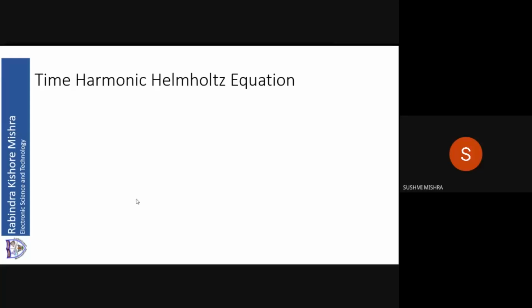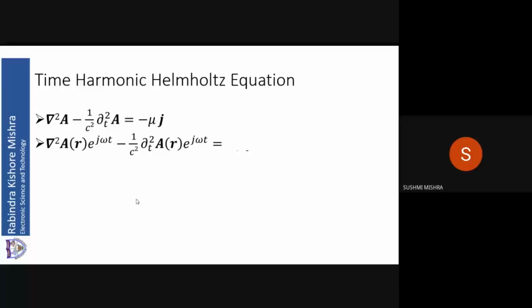Now let us look at the Helmholtz equations. The Helmholtz equations in the time domain are del square A minus 1 upon c square dou square t A is equal to minus mu J. Now, once we come to the time harmonic case, A becomes A(r) e to the power j omega t and J becomes J(r) e to the power j omega t. Put those things in this equation. So that gives you del square A(r) e to the power j omega t minus 1 upon c square dou square t A(r) e to the power j omega t is equal to minus mu J(r) e to the power j omega t.